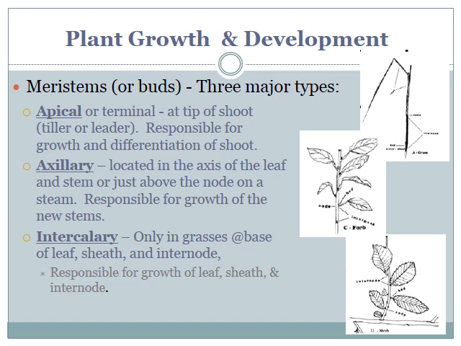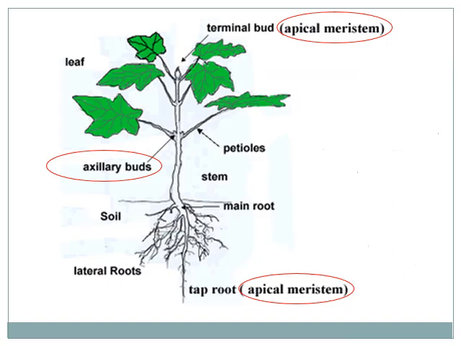Intercalary buds really are only strong in grasses, but they're very important, and they're located at the base of the leaf, at the base of the sheath, and the base of the internode. And they're what create fairly quick growth after a mowing or grazing. So those are the three kinds of buds that we're going to talk about today.